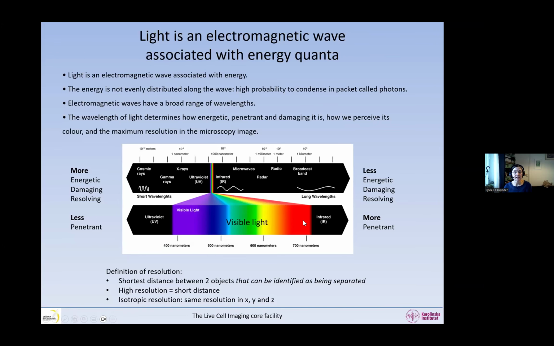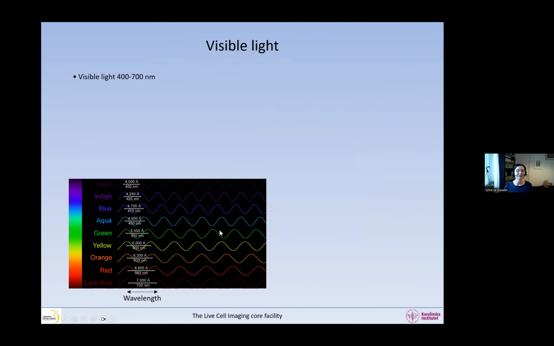So this is the visible area of light, and we're going to focus on that because this is what we're talking about today. Visible light is between a little bit before 400 nanometers to about 800, more like 750, I think, is the maximum where we can see. And here we have all the different wavelengths depending on the color. You can see that they're becoming smaller. This is 400 nanometers and this is 700. And here you can see all the different colors.